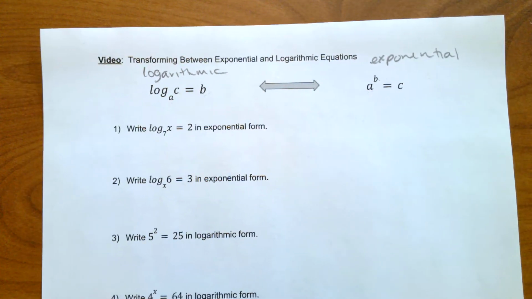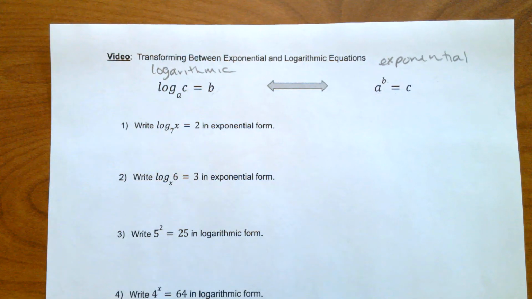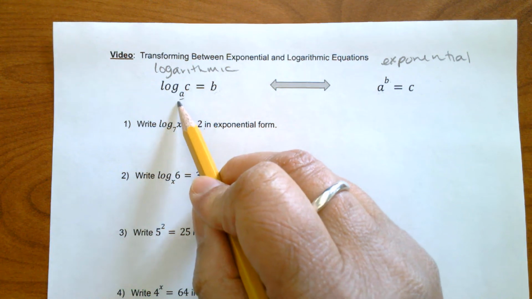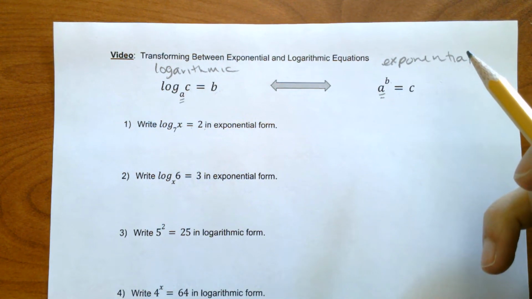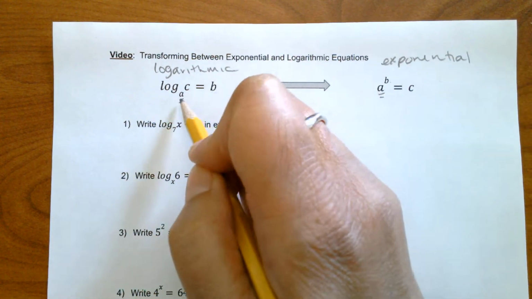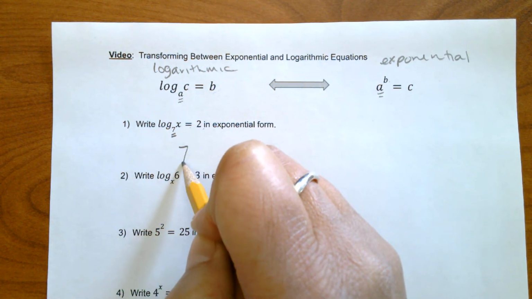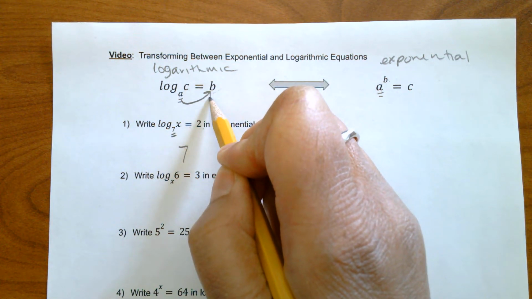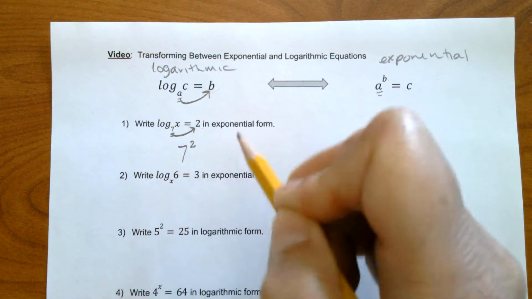Okay, so let's go from log to exponential, right? Log base 7 of x equals 2. Now notice I said base because here A is the base and A is the base. To easily transform this, I'm going to show you a trick. We have base A, so you're going to write down, here we have base 7. You're going to raise that to the power of B. So you're going to raise 7 to the power of 2.